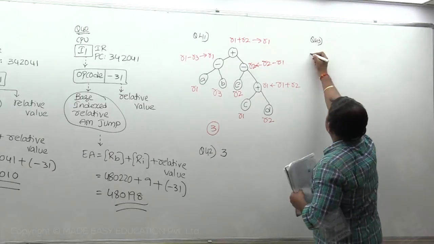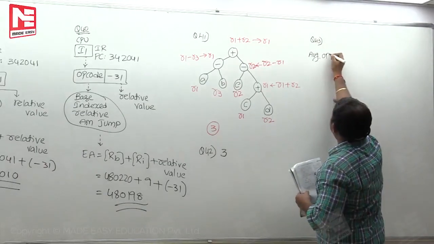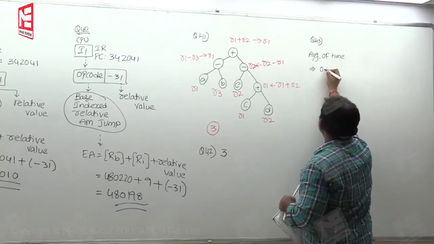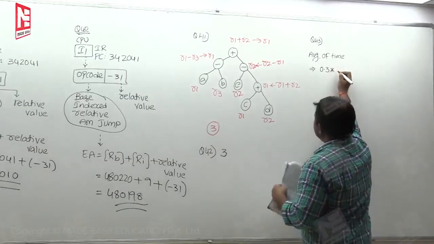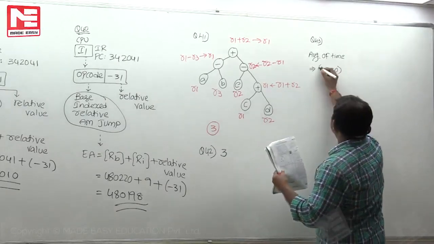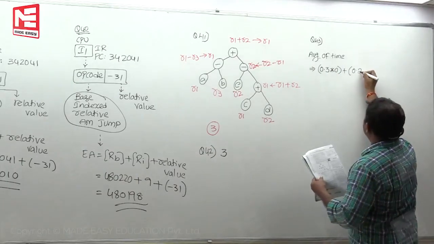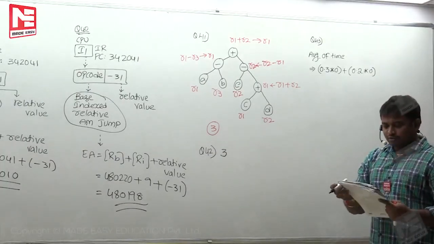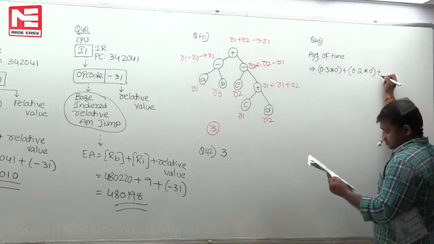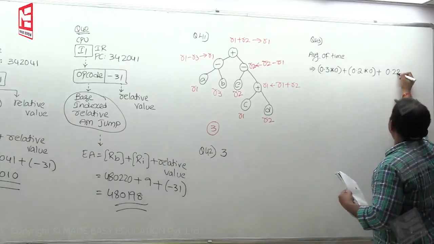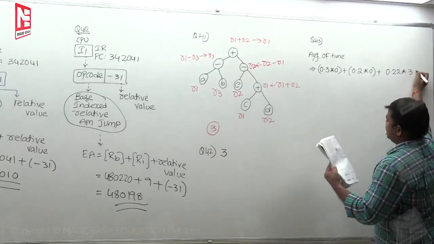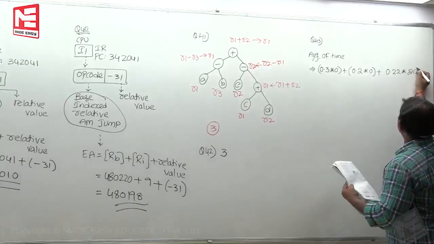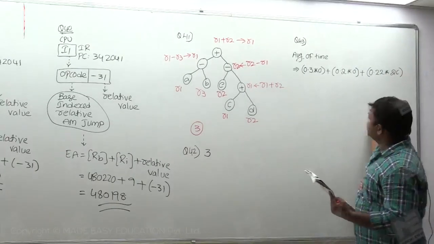Now tell me, average operand fetch time equal to, tell. 30% of instructions are register addressing mode. When the data present in register, 0 cycles consumed. 20% of instructions are immediate. Data present in instruction itself, 0 cycles required. Question indicated that. Plus 22% instructions are direct addressing, 1 memory reference, 2 cycles consumed.